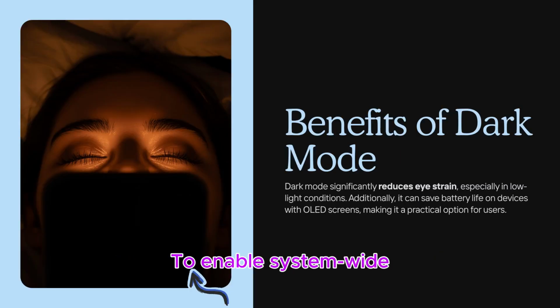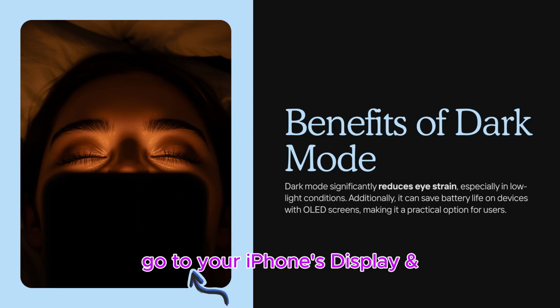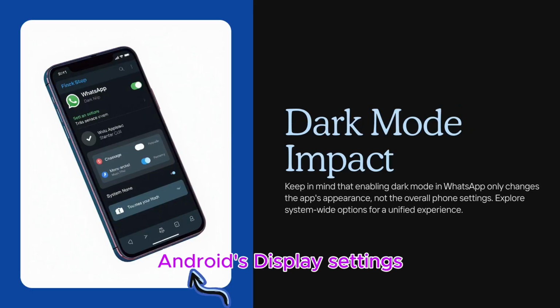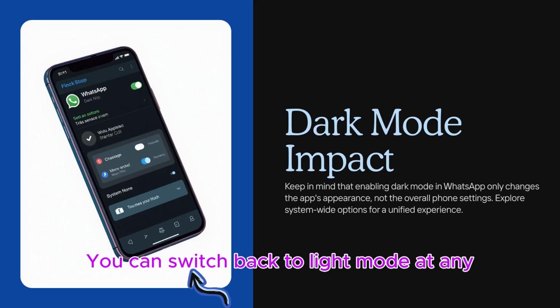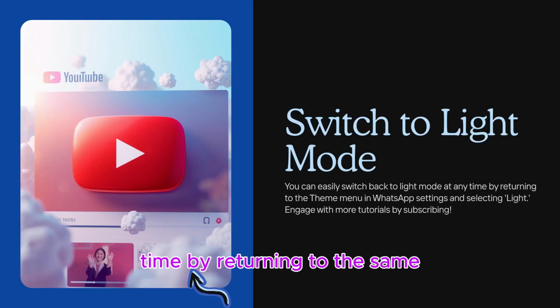To enable system-wide dark mode on your phone, go to your iPhone's display and brightness settings or your Android's display settings. When set to system default, WhatsApp will follow that phone setting. You can switch back to light mode at any time by returning to the same theme menu and selecting light.